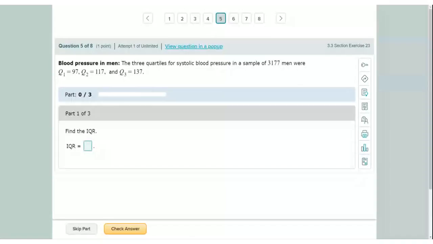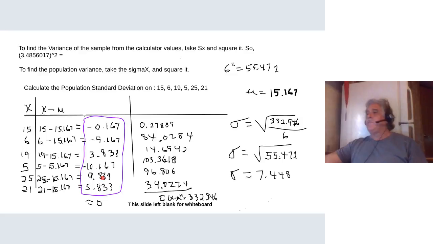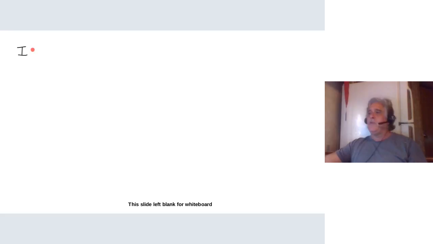So, what would the interquartile range be? And I'm just going to abbreviate it IQR. All right. And we had everything we needed to do for that one that I just showed you that had 30 that I entered into the calculator and the calculator soup. And then we also did it in Excel too. But in this case, it was 137 minus 97.